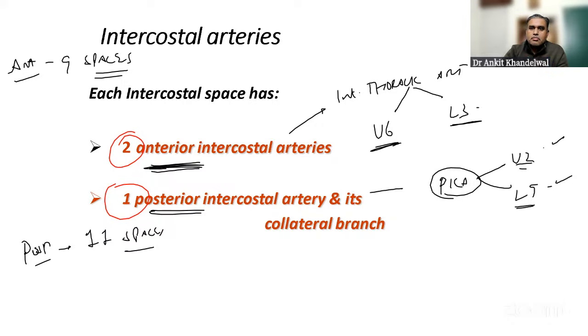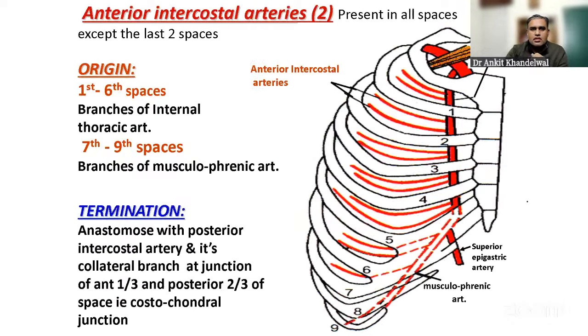Similarly, this posterior one has 11 spaces, so we divide it into upper 2 and lower 9. Let me show you over here. Okay, this is upper 6, that is the lower 3 over here. This names and the diagram over here.